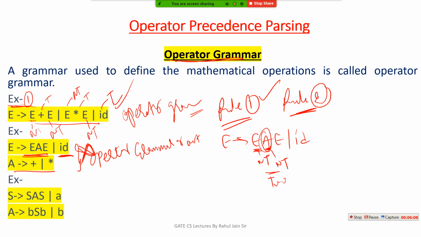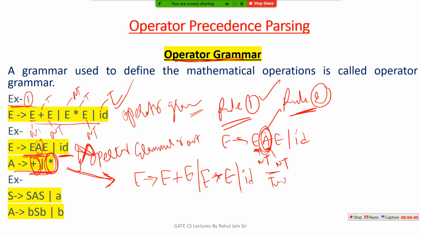Simply replace this A with the next production rules. Means we have either plus as a terminal which can replace here, or we can replace it with this multiplication symbol. So in order to make this grammar an operator grammar, I will write it like E derives E, on the place of A I will write plus and E. I can again derive A with star, so E star E, and simply I can write ID.